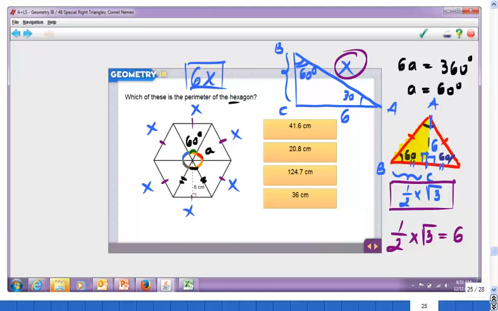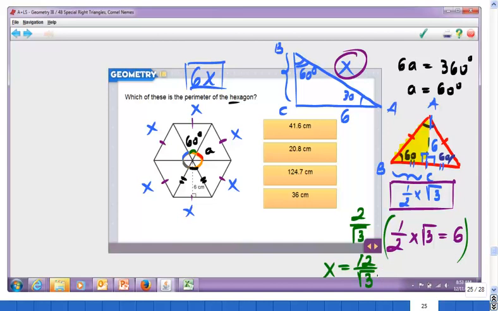What do I need to find? I need to find X, or I need to find 6X if you want. So let's find X first. To find X, I need to multiply by 2 to change this 1/2 into a 1, and divide by square root 3. So basically you multiply everything by 2 over square root 3. Everything gets multiplied by that. On the left side, the 2 and the square root 3 will cancel out. You will have just X, which equals 6 times 2 over square root 3, which is 12 over square root 3.